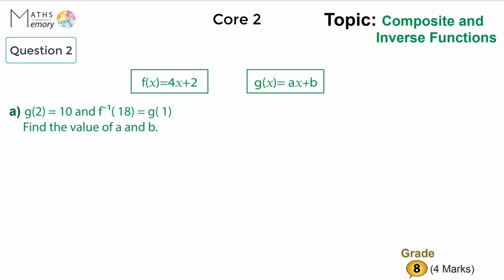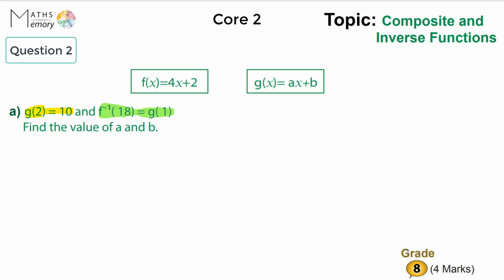Now let's read the question. It looks quite complicated over here, but really if we split this down and know the technique to use, it's not that bad at all. So g of 2 equals 10. Okay, that's the first statement we're given over here. And f inverse of 18 equals g of 1.